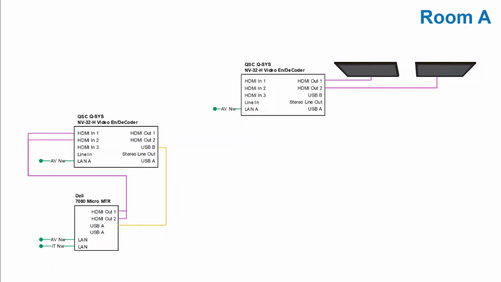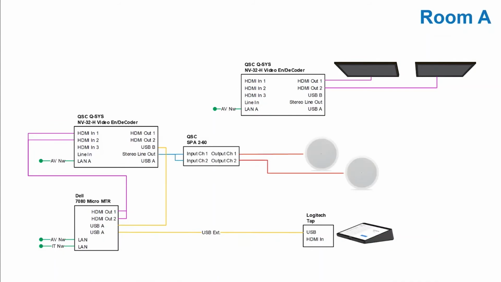Now, for the display, of course, we're going to have a decoder, one decoder for two displays. Nice and simple. Now, we'll also hook up our Logitech tap, same way we did in the smaller space, and we'll hook up our amplifier and speakers. But in this case, they're going to connect to the analog output on the NV. And that analog output is not tied to any of the video stuff the NV is doing. Any audio from the whole Qsys system can come out of that line output there, no problem.